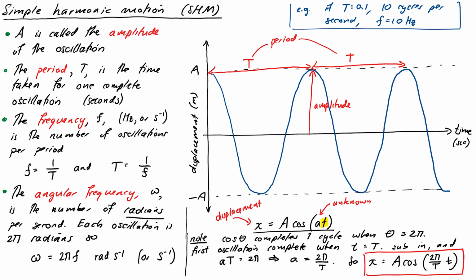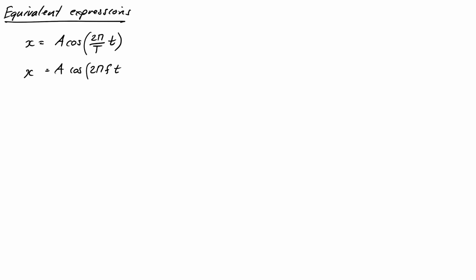And finally, we can express it in terms of our frequency or angular frequency instead by using those relationships from before. So the following three expressions are all completely equivalent. First one is x is equal to A cos of 2 pi over T times t, the one we just did. If I use f equals 1 over T, I can replace that by x is equal to A times the cosine of 2 pi times f times t. And if I replace 2 pi f with an omega, it's also the same thing as x is equal to A times cosine of omega t.